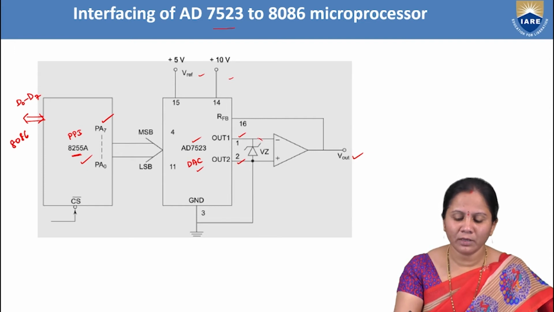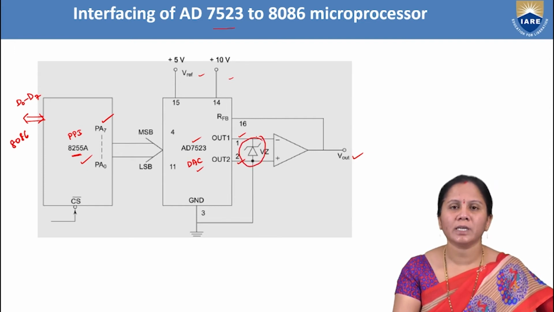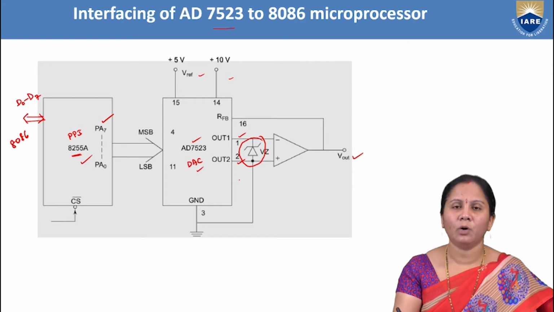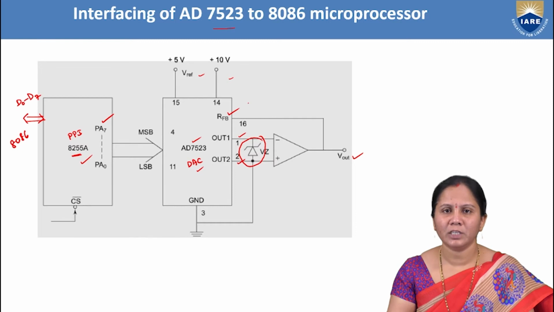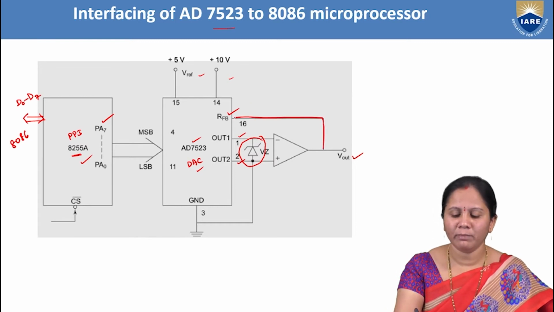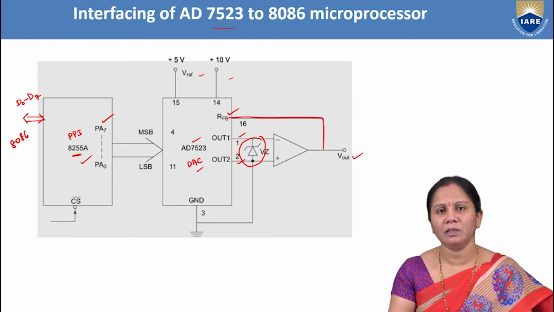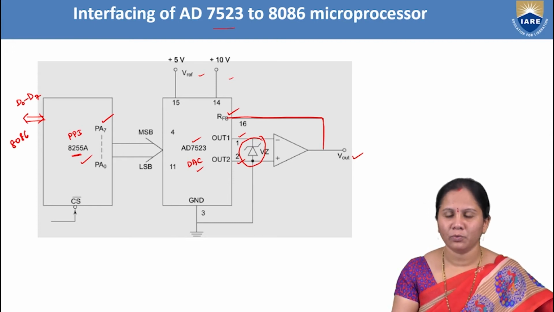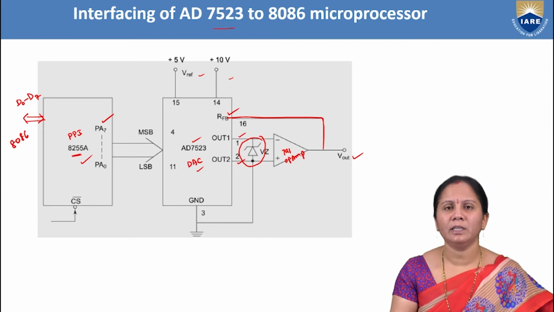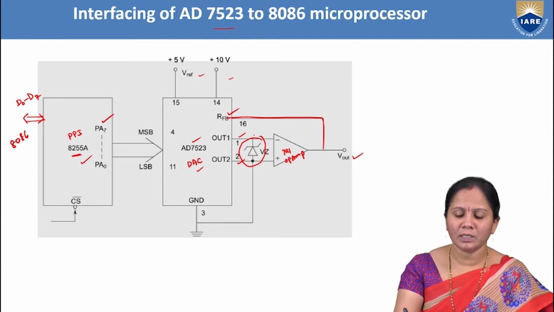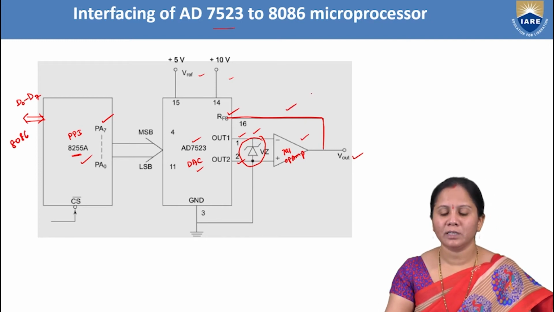We can observe there is a zener diode connected in parallel between the out 1 and out 2 pins. There is also an RFB, the feedback resistor, connected from output to input. If it is necessary, we can use RFB; if it is not necessary, we can leave it open circuit. And there is a 741 op amp connected at the output. Now we will see the reason for using this zener diode, op amp and feedback resistor in the circuit.